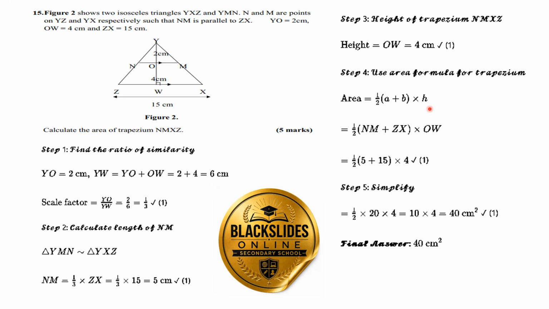Then you use the formula for calculating area. Use the area formula for trapezium. It's half the sum of the two parallel sides multiplied by height. Substituting and simplifying as accurately as possible will give us 40 centimeters.